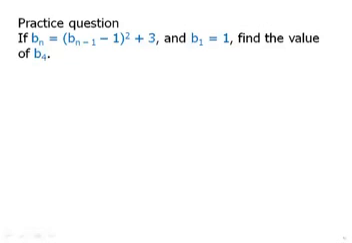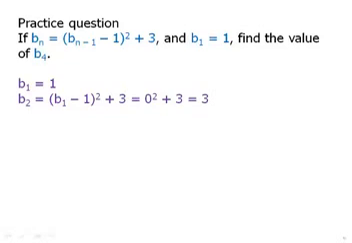Okay, we have a recursively defined sequence. We have a seed value. So the first term is clearly 1. The second term is the first term minus 1 squared plus 3. So 1 minus 1 is 0, plus 3, that just gives us 3. So the second term is 3.